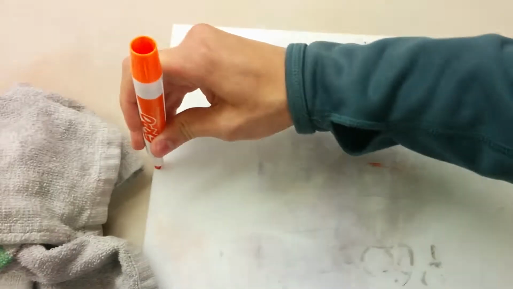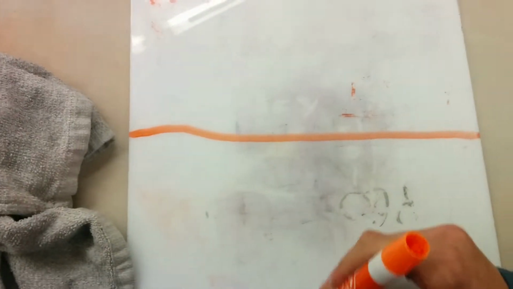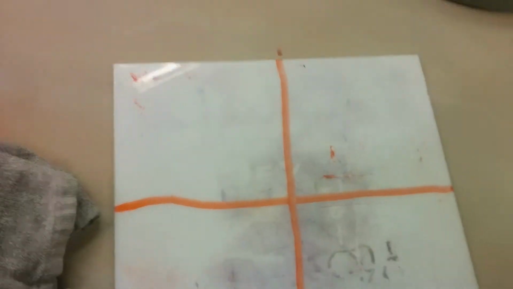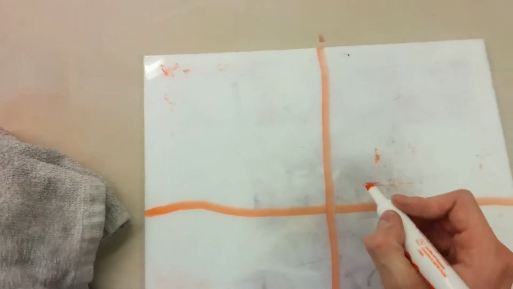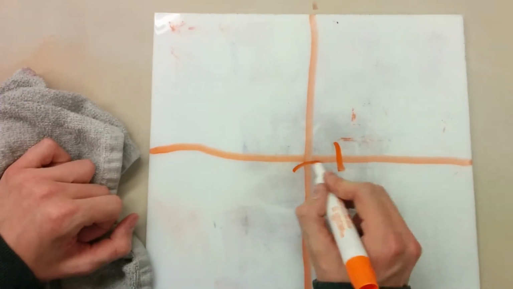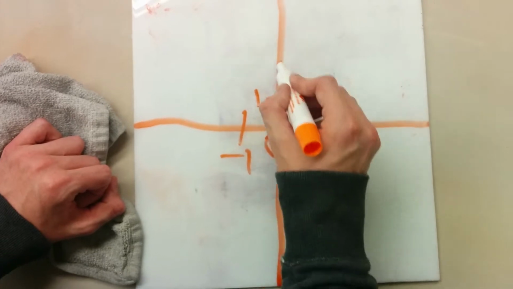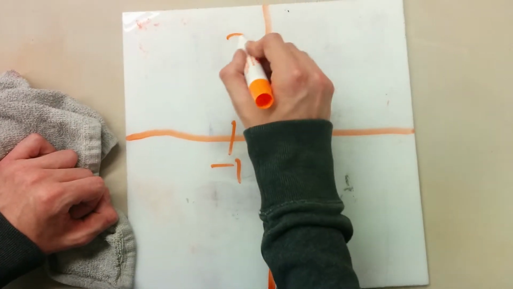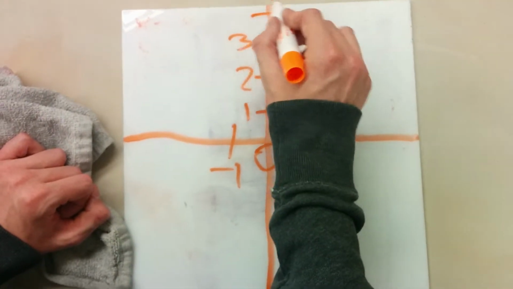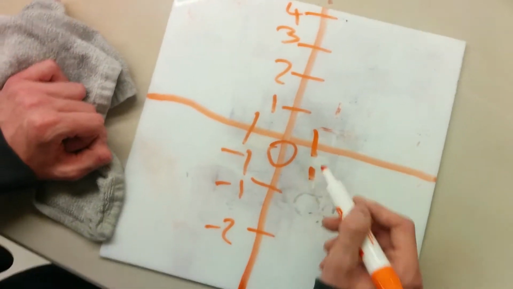So we're going to draw a nice graph right here. That's the x-axis, and that's the y-axis. Let's put a couple of lines to mark some points. That's 1. That's 0. That's -1. That's 1. That's 2. That's 3. And that's 4. And that's -1, -2.